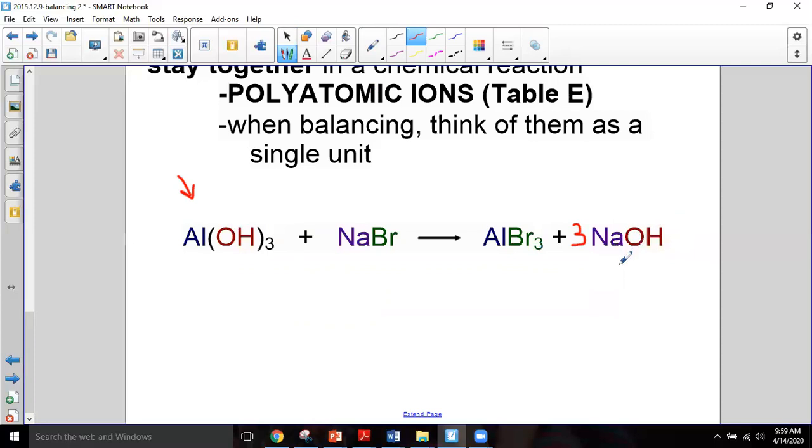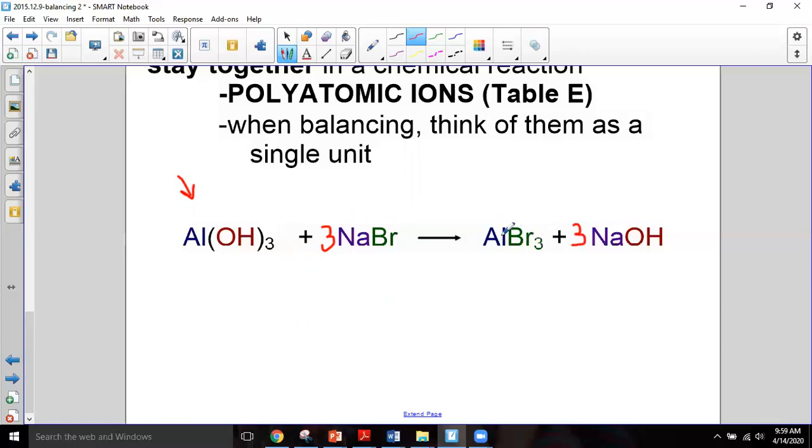Now I would move on to the next element. I would probably notice by putting this 3 here, I have 3 Na's on the product side. So I would go back to my reactant side and put a 3 here to make sure that I have 3 Na's as well. Then I would check another element. Let's see, by putting a 3 here, I made it so I have 3 Br's. Let me go to my product side. Oh, there's already 3 Br's. Great, that's balanced.